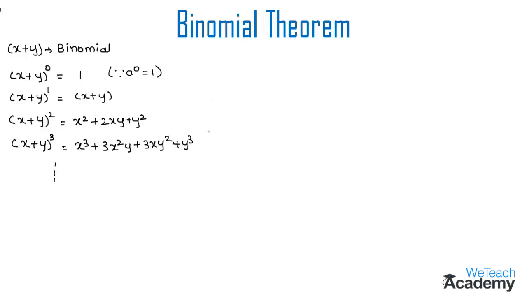So first, let us observe the powers of x plus y. When the power of the binomial term is 1, we have the number of terms in the expansion as 2. And similarly, when the power is 2, the terms in the expansion are 3. And when the power is 3, the terms in the expansion are 4. So by this, we can conclude that the number of terms in the expansion is 1 more than the exponent.